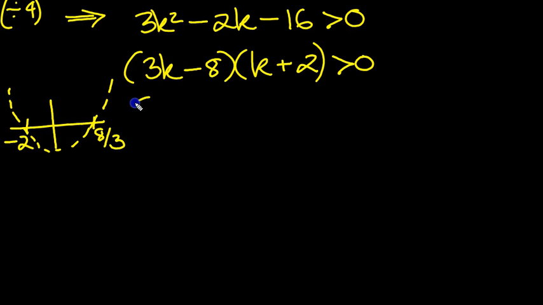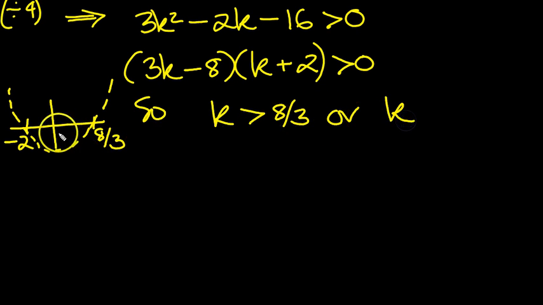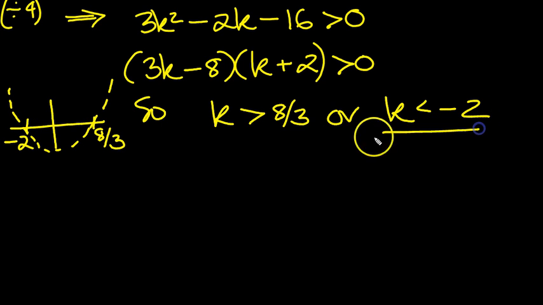So from this then, we can see that for this to be greater than 0, k can be greater than 8/3, it can't equal 8/3, or k needs to be less than minus 2, it cannot be equal to because it would equal 0 then. Okay then, that's 5 done. Great.